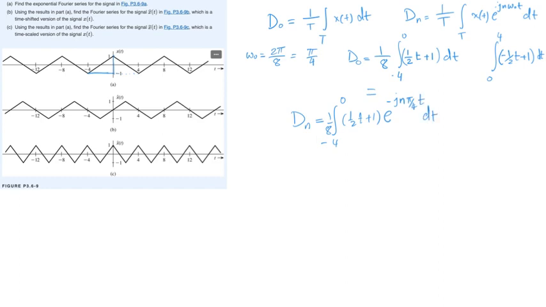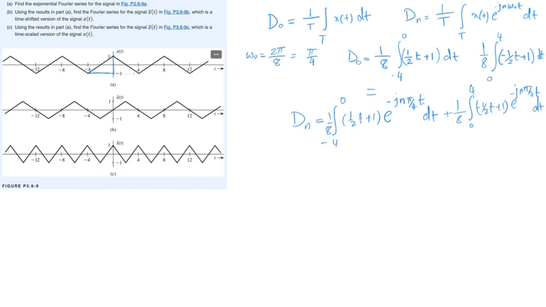In d0, the 1 over 8 is in parentheses around the whole thing, right? Yes, and both of them. And the same for the other one. 1 over 8 is completely outside, so it applies to both integrals, both halves of the integration. From 0 to 4, you have minus half t plus 1, multiplied again by the annoying e to the minus jn pi over 4 t dt.